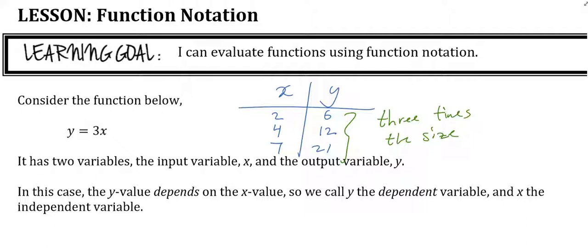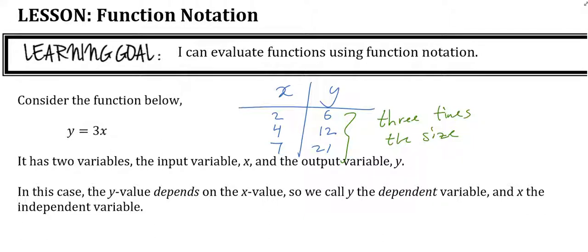Does that make sense? So the input variable, we usually think of that as x, and that's your horizontal axis. And the output variable, we often think about it as y, and that's your vertical. And it always is like that. Input is always like this, output's always like that. And that makes sense, right? There's another way we talk about it. We talk about the y value depending on the x value. Because what you get for y depends on what you put in for x.